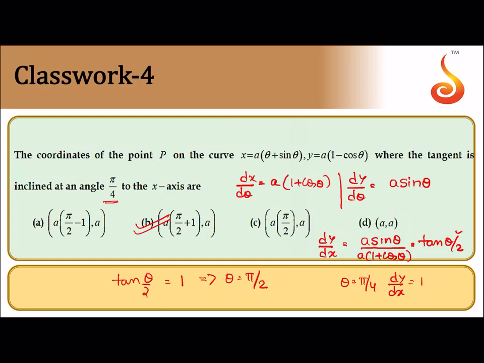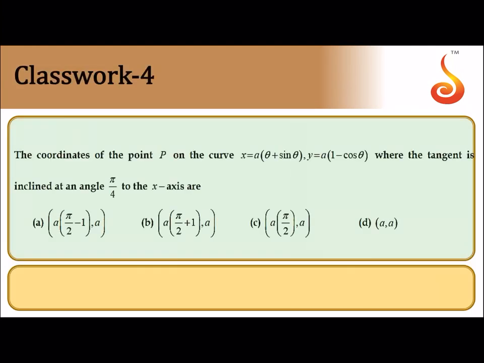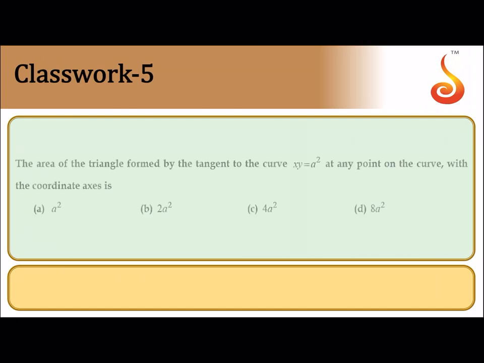When theta is equal to pi by 2, if you substitute, we get a into pi by 2 plus 1. Here cos pi by 2 is 0, only a. So option B is correct. Because slope is given as 1, pi by 4 is the angle. So tan theta by 2 is equal to 1. This is the dy by dx we got. Dy by dx is equal to 1. So tan theta by 2 is equal to 1 means theta is equal to pi by 2.